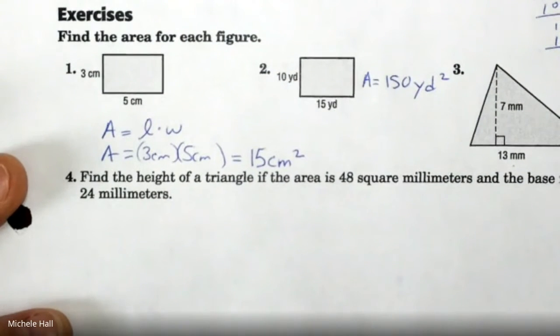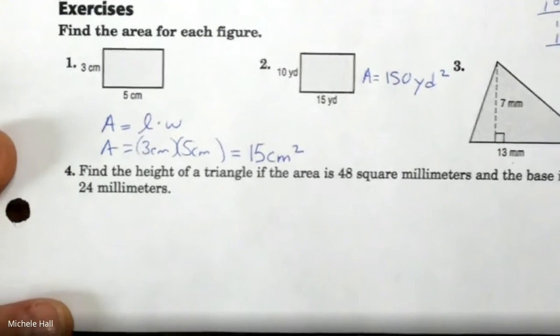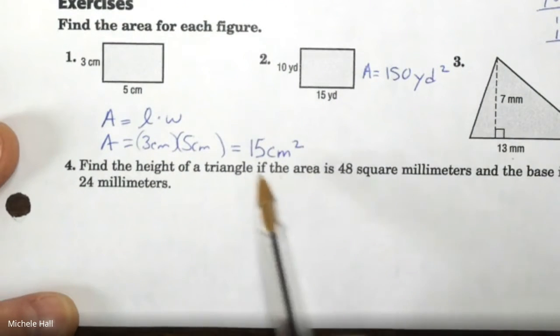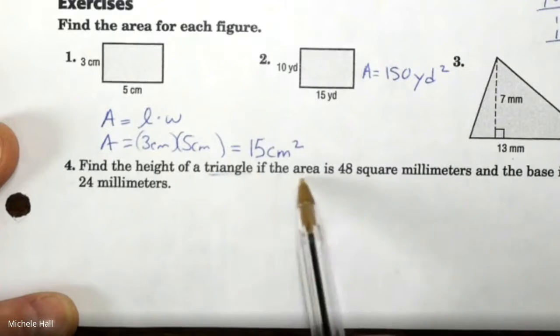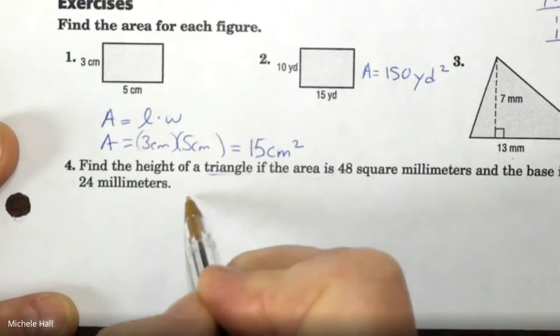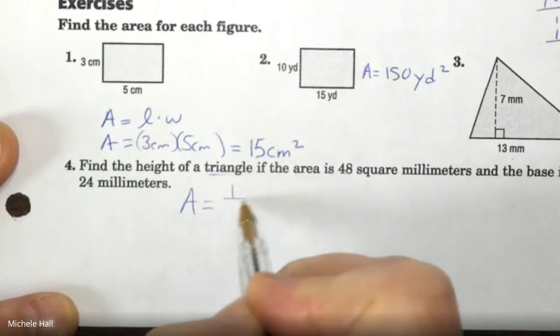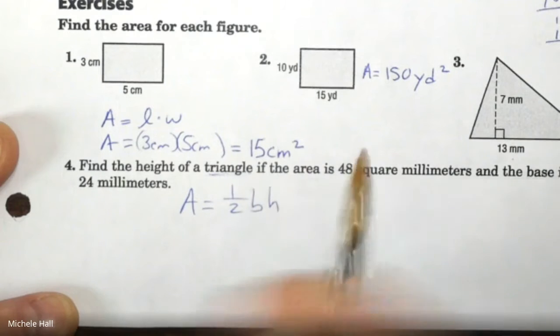It's better than getting no points at all. So which formula am I going to write down here? It says we're talking about a triangle here and we're talking about the area. So I would start with that. Area equals 1/2 the base times the height.